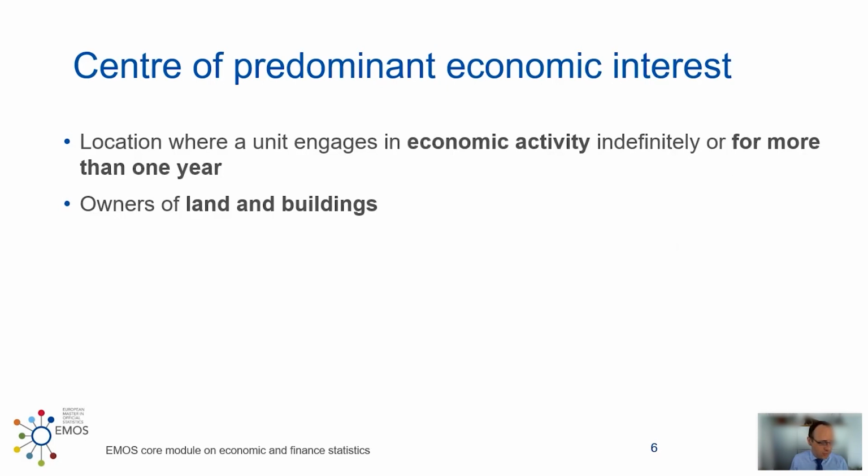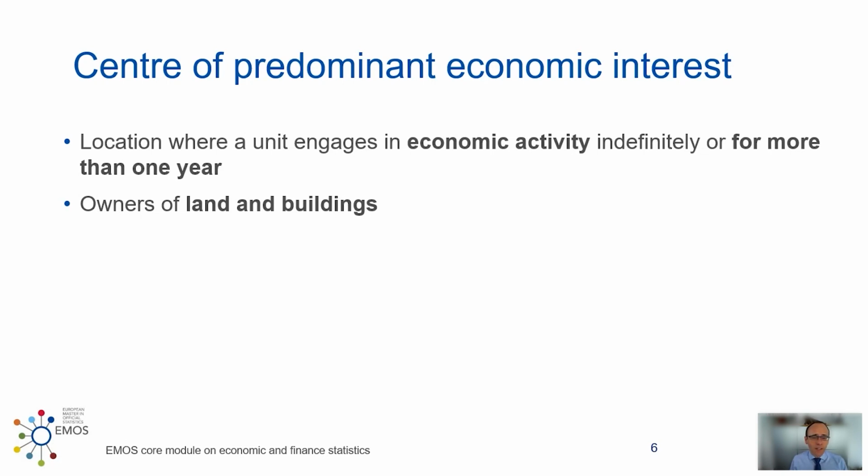The second element of the definition was the center of predominant economic interest. Sounds like a complicated term. What do we mean by this? A unit has its center of predominant economic interest when it engages in economic activity indefinitely or for more than 1 year. This is a convention, but that's how we set the limit of the national accounts.